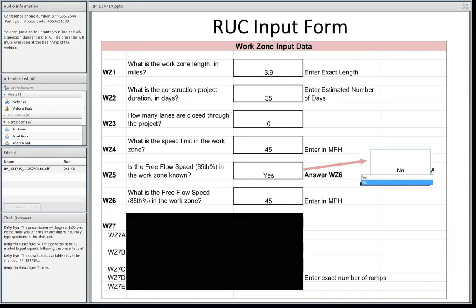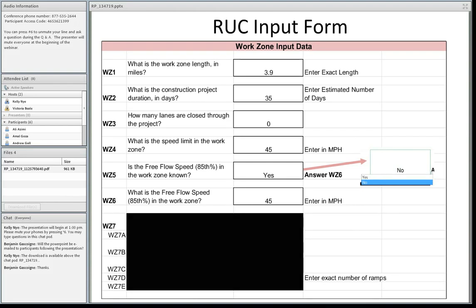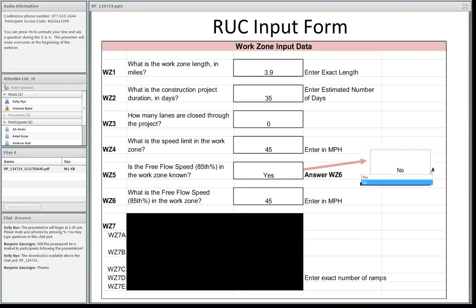And this length in miles is going to relate directly to essentially the travel time costs associated with the work zone and without the work zone. That number of days is going to impact the cost for the road users pretty substantially as you go forward. So the longer the number of days, probably the higher the road user cost will be. How many lanes are closed for the project?